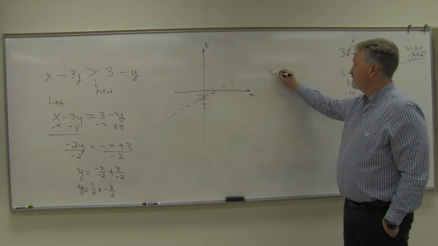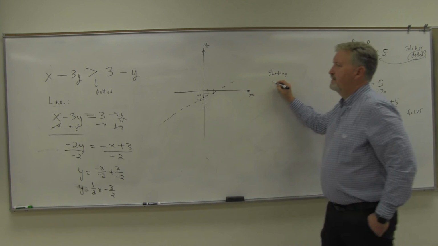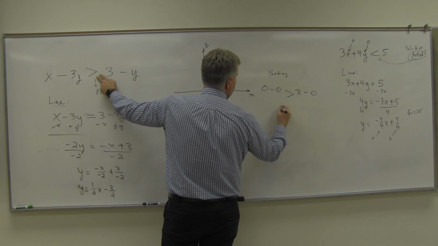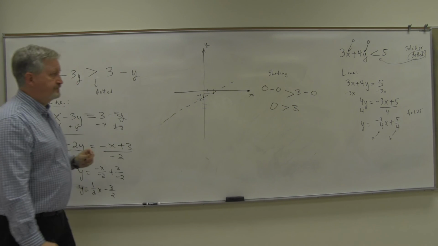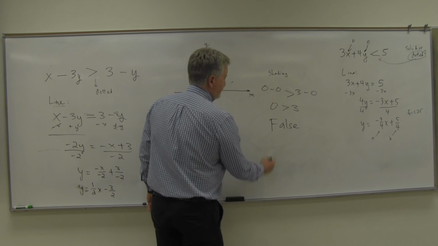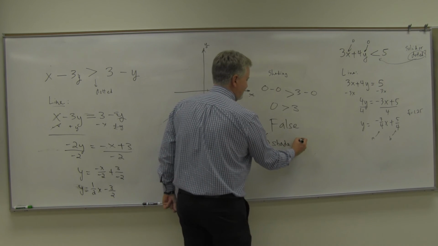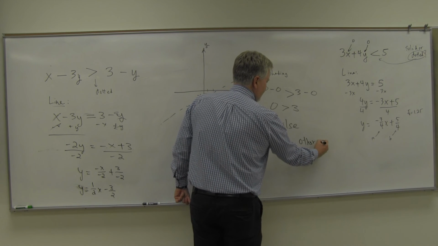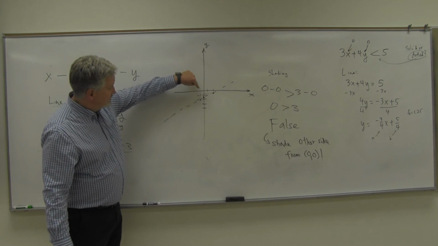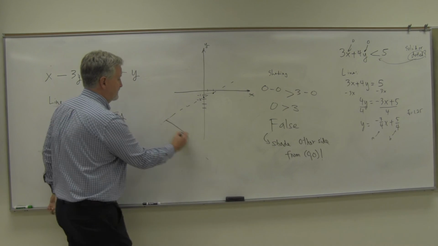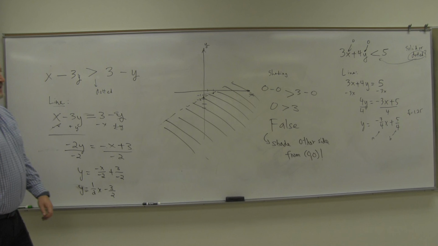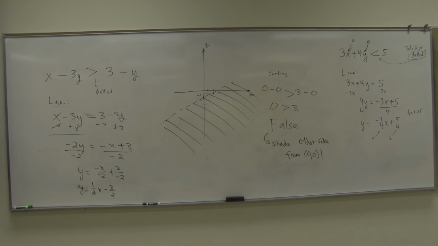Shading, check 0, 0. So I've got, go back to the inequality now, so I've got 0 minus 0 greater than 3 minus 0. Okay, so this one, not so much, is it? That's false. 0 is not greater than 3. So what does that mean? Shade the side 0, 0 isn't on. Shade the other side from the 0, 0 side. Right? So 0, 0 is on this side. I need to go to the other side. So this one is down below. Okay? All right.